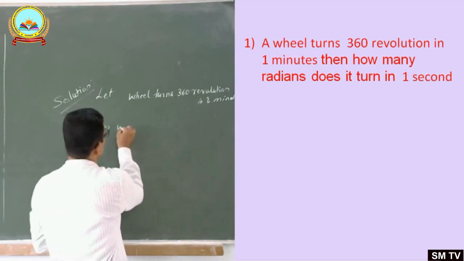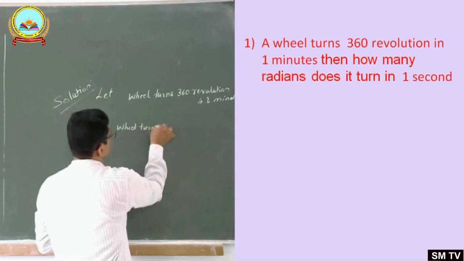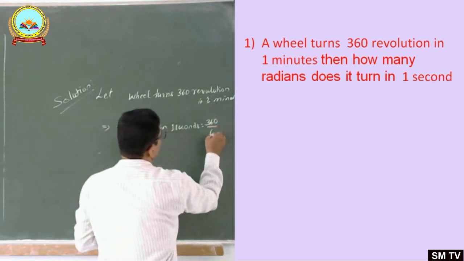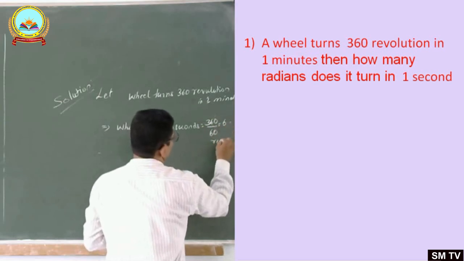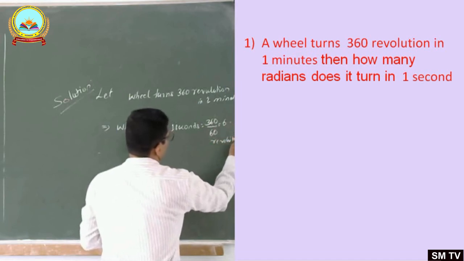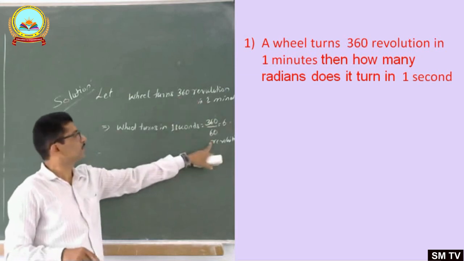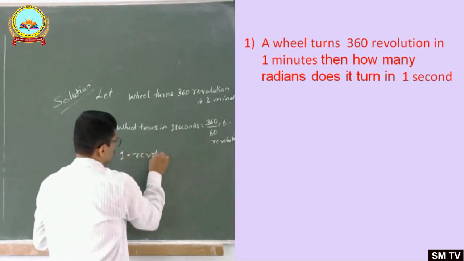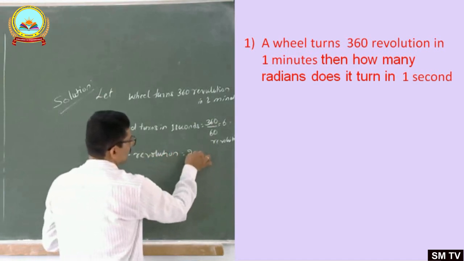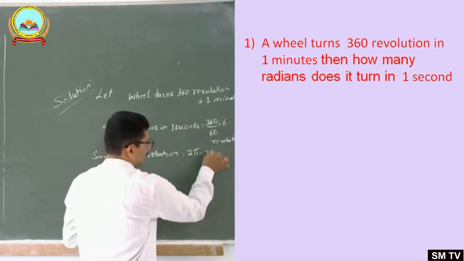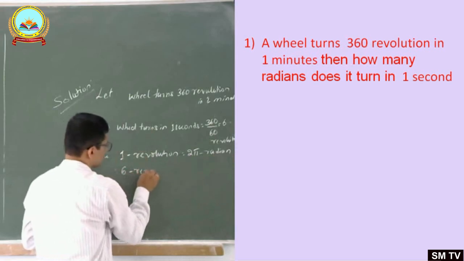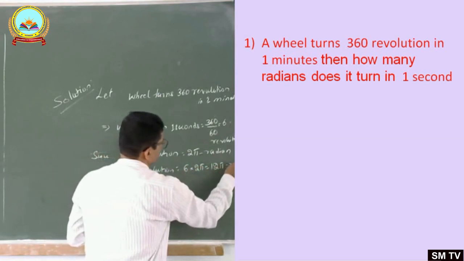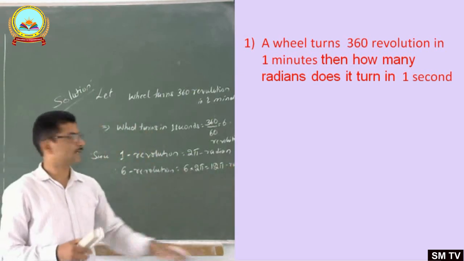Therefore here you can write the wheel turns in 1 second 360 divided by 60, its value is equal to 6 revolutions. Is it clear? In 1 minute, 360 revolutions means in 1 second, 6 revolutions. But you know that 1 revolution is 2 pi radians in radian measure. Therefore 6 revolutions is 6 into 2 pi, its value is 12 pi radians. Therefore the wheel turns 12 pi radians in 1 second.